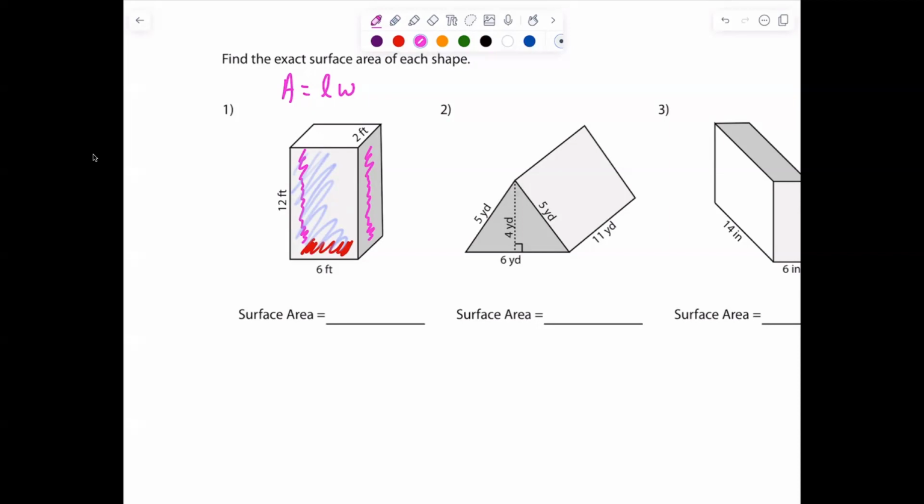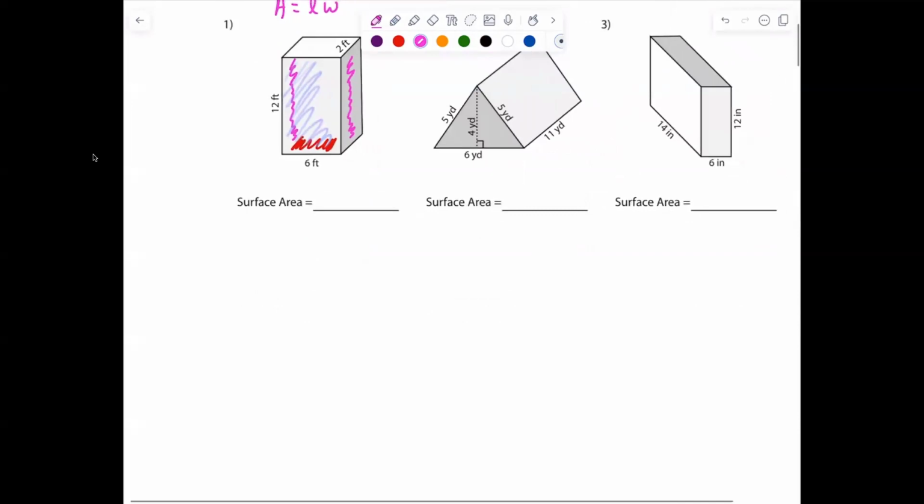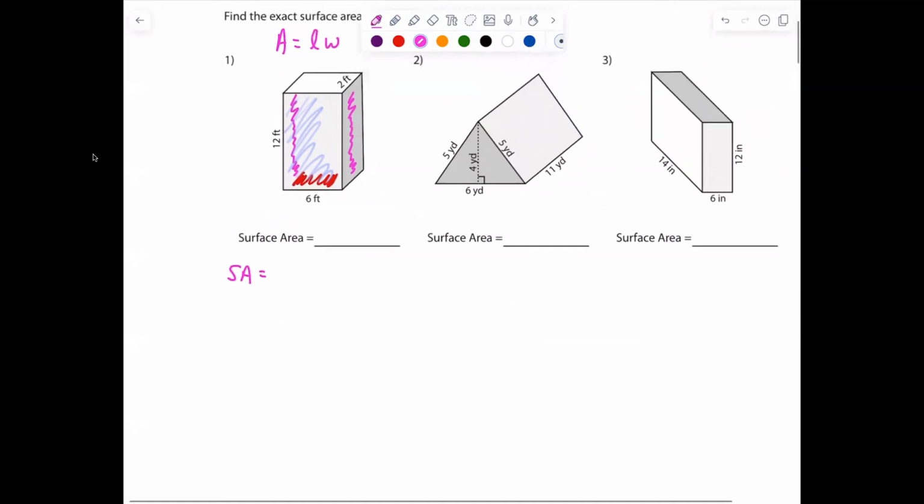All right. So now what I want you to do is say the surface area is going to equal. Now there are 3 different rectangles. Do we agree? So we're going to do rectangle 1 plus rectangle 2 plus rectangle 3. Does everybody agree with that? I'm not asking you how to do it. I'm asking you, do you understand that there are 6 rectangles involved?